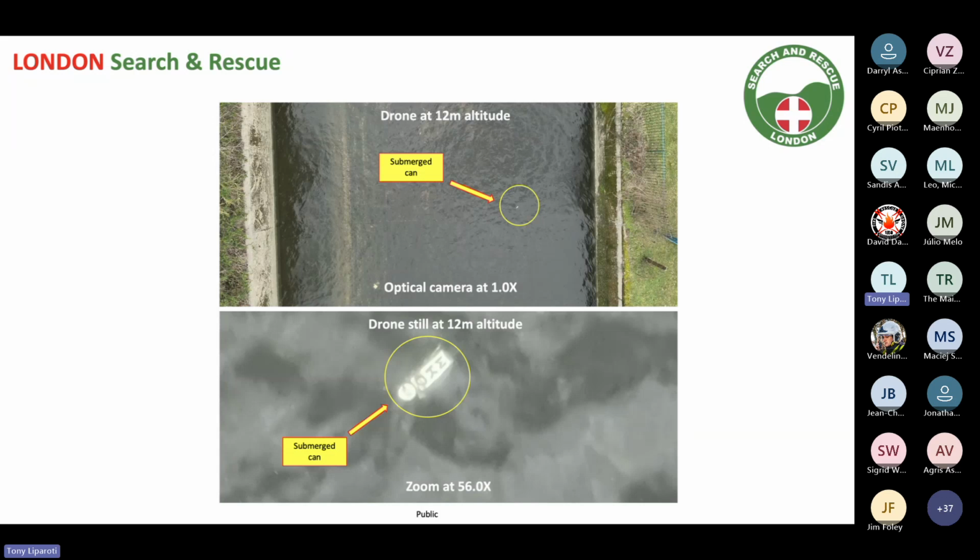And this is what was detected. This is a can, a submerged can, and we could see literally the brand of this can. And this was a real search. Unfortunately, the missing person was found in this canal, not too far from where this picture was taken.